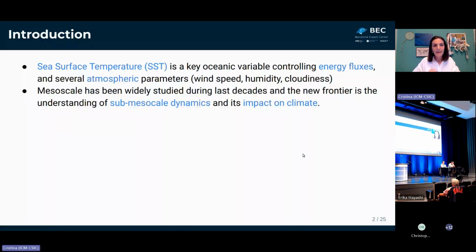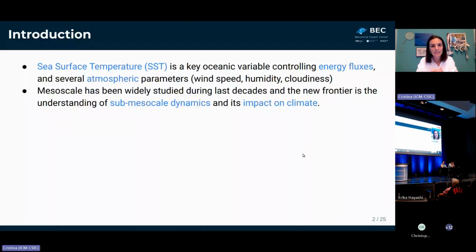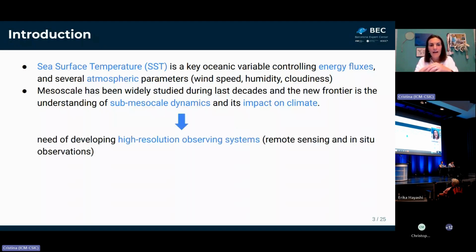I don't need to introduce the importance of sea surface temperature in this community, but as you know, this is a key relevant variable for climate, and it's controlling several fluxes and air-sea interactions. During the past decades, mesoscale has been widely studied, but now the new frontier is understanding the submesoscale dynamics and its impact on climate. That's why in this community we are taking a lot of effort to develop high resolution observation of SST, remote and in situ both.